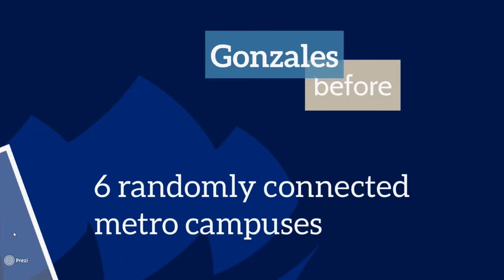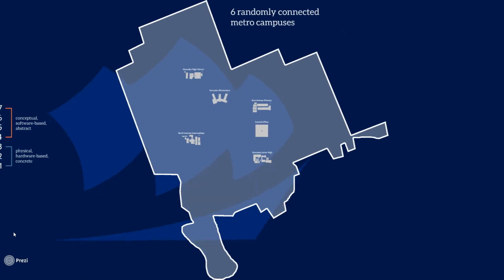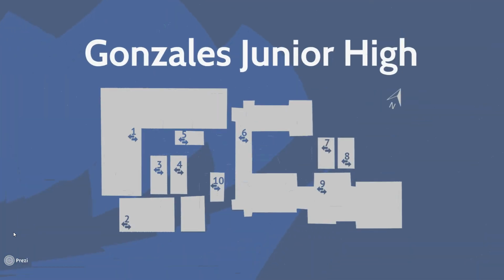We're going to show you what Gonzales looked like before a solution. It was really just 6 randomly connected metro campuses. There's Gonzales. You can see, we'll zoom in a second, but there are the 6 campuses roughly positioned correctly in the city. And let's start with Gonzales Junior High just to zoom in.